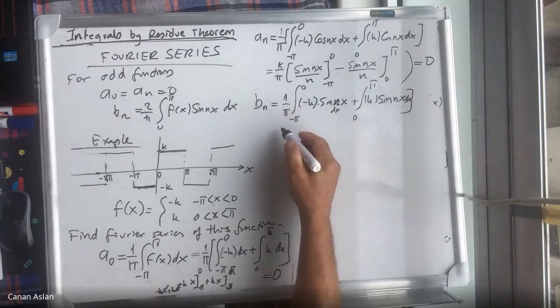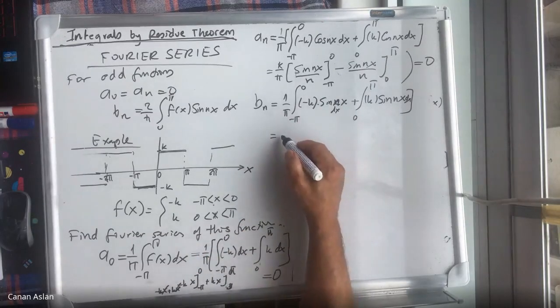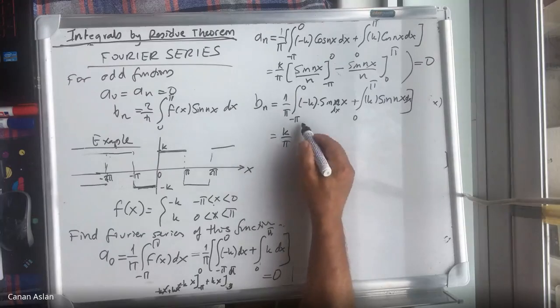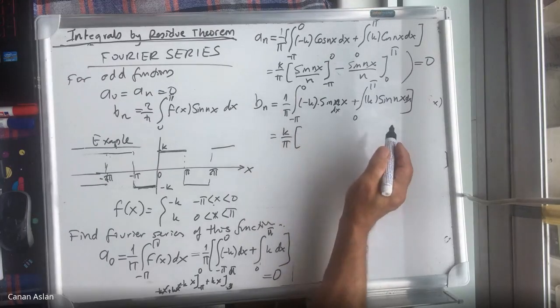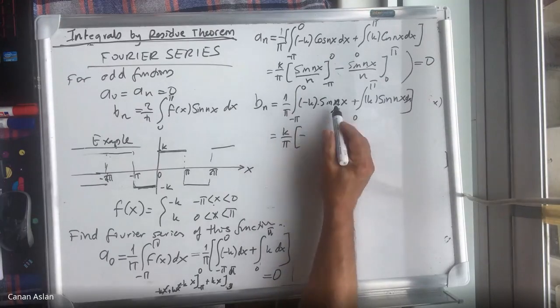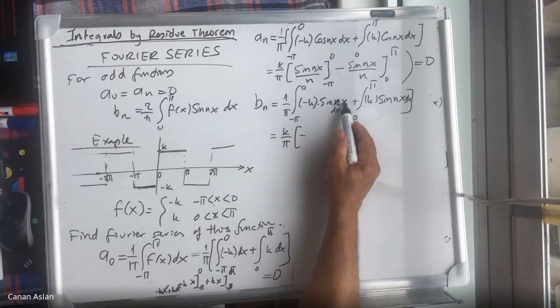So as before, this is a very simple integration. So we have k over pi taken outside, and minus the integral of sine is just cosine.